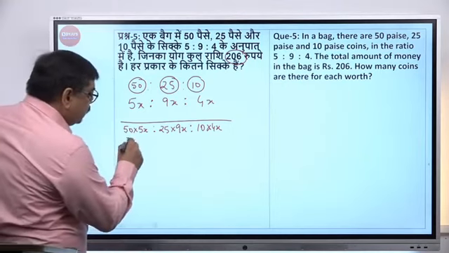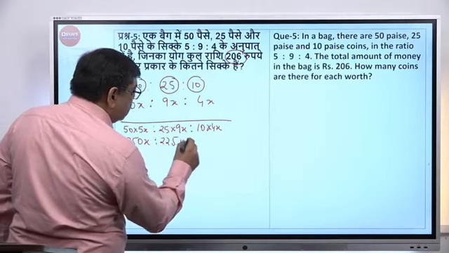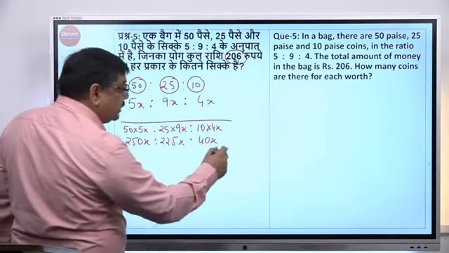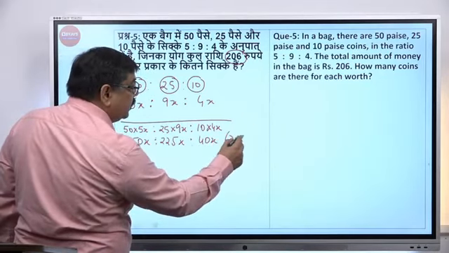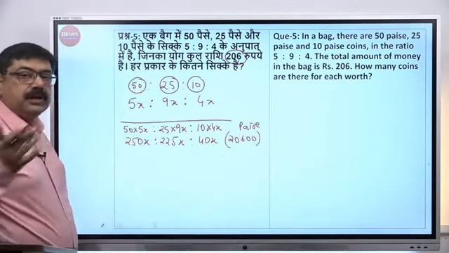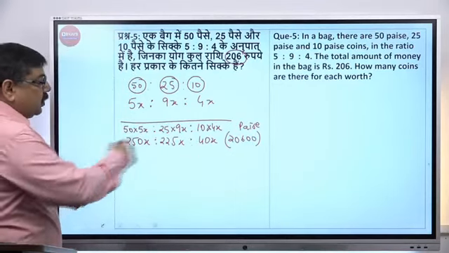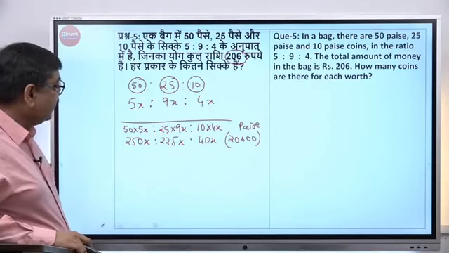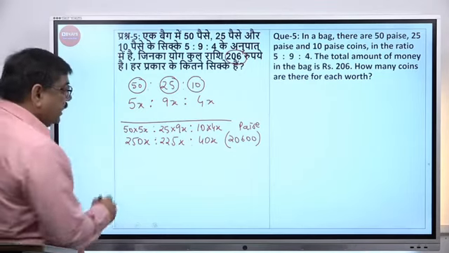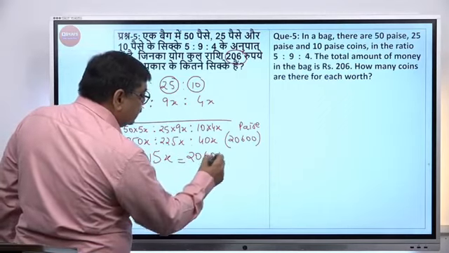Okay. So this is 250x, and this is 225x, and this is 40x. The sum of all these actually happens to be 20600. Why? Because these are paise. 206 rupees into 100 paise. All right. So now how much is the total that comes out to be? Just figure it out. So this is 475, so this should be 515. Okay. So we have 515x equals 20600.